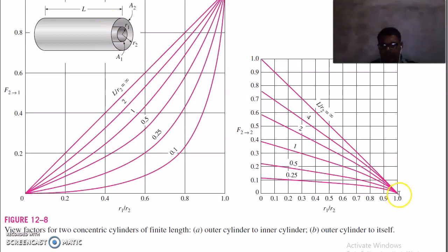You can see if R1 and R2 are equal, then the radiation received by the cylinder itself is 0. You can see at this point it is 0, because when the inner cylinder becomes equal to the outer cylinder, the outer cylinder won't be able to receive its own radiation. It will be absorbed by the inner cylinder.